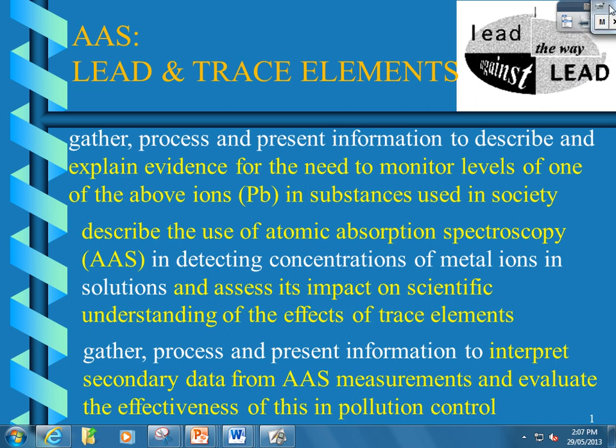Okay, this video is going to go through the idea of how AAS can be used to monitor heavy metal pollution such as lead pollution, but also study trace elements. And it relates to 3 dot points in the syllabus.